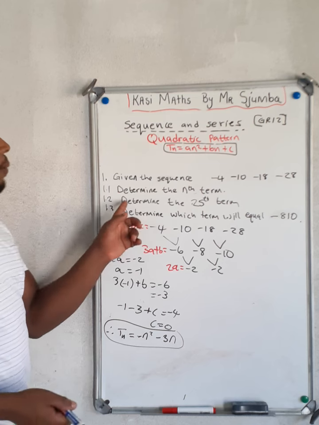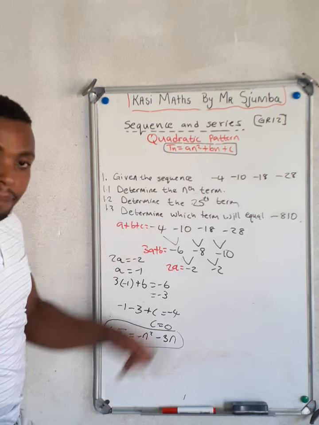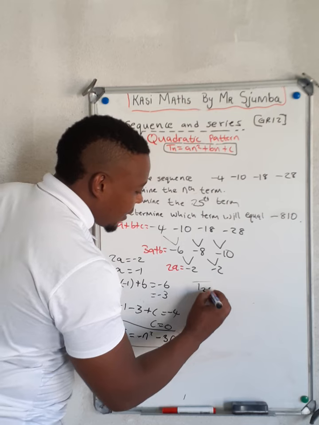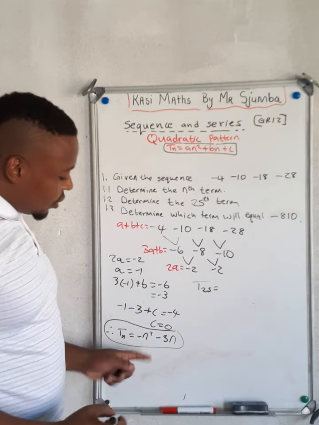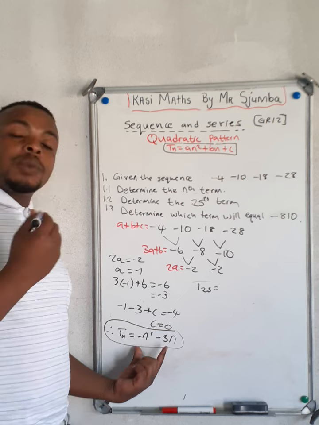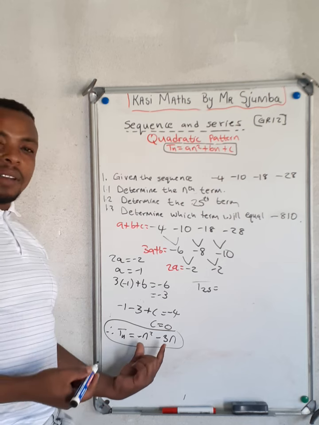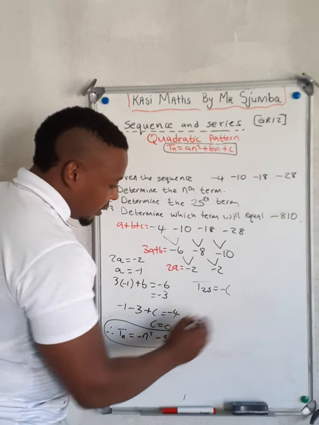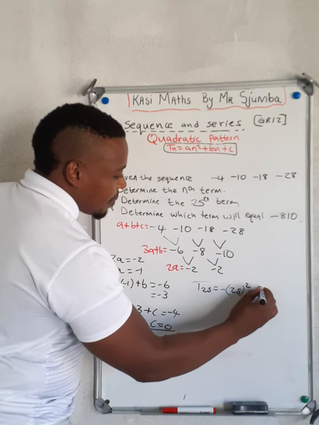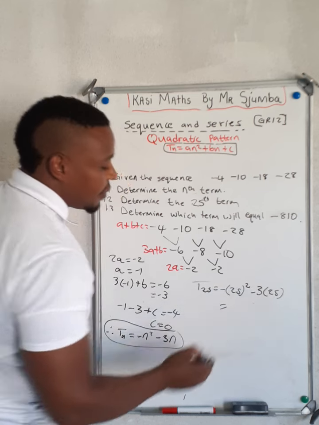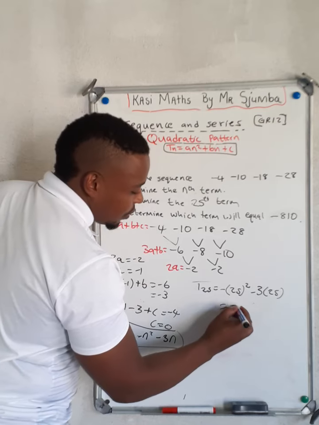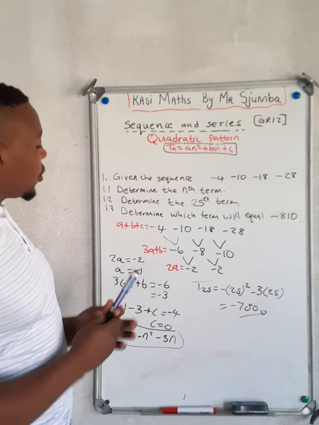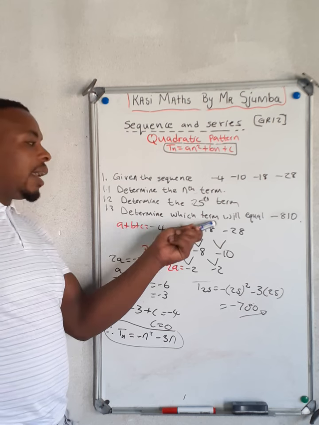Right. So let's go for 1.2. We should determine the 25th term. So we're looking for T25, right? So T25 will equal, we take the exact same formula, but where there is n, we're going to replace n with 25, because we're looking for T25. So this is going to be negative 25 all squared, minus 3 times 25. Then calculating, we should get negative 700. So this is minus 700.